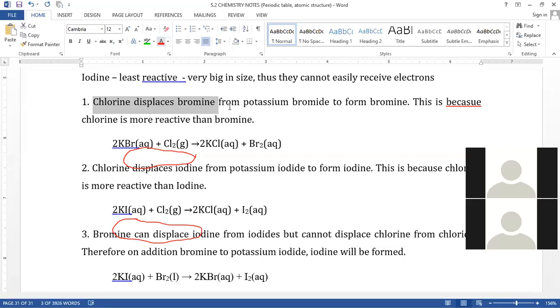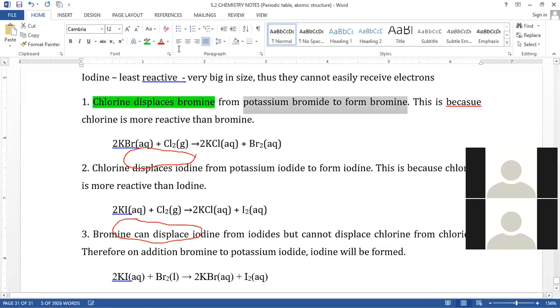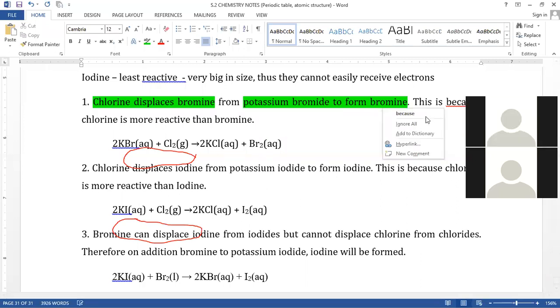It takes place because chlorine is more reactive than bromine, and it displaces it from its salt. It is the same chemistry as we looked at in the reactivity series. I don't know if we get to remember that bit of reactivity.